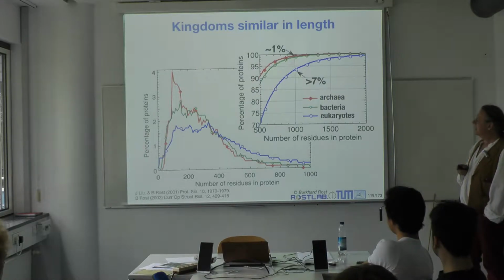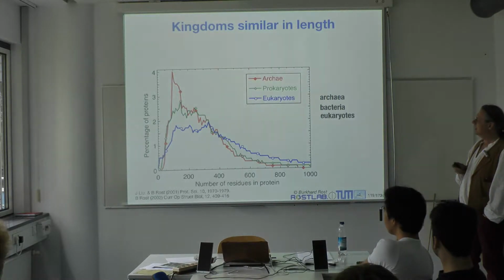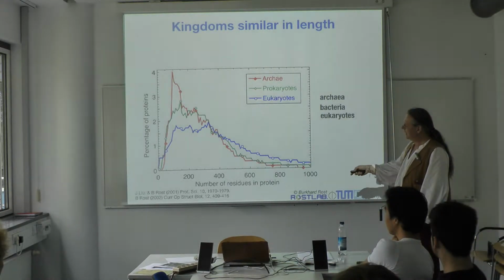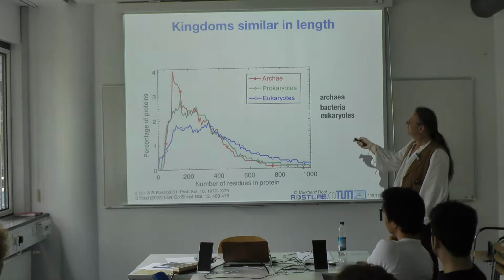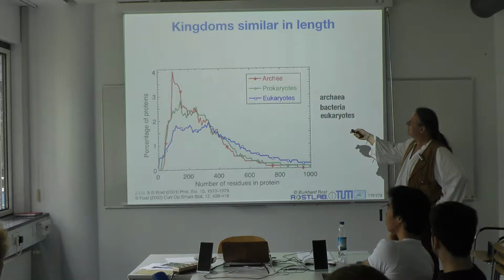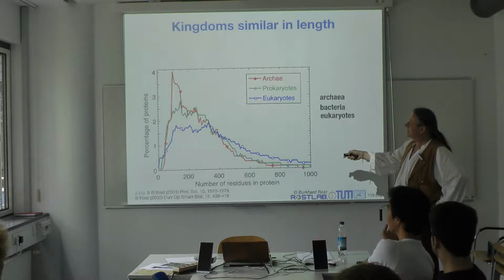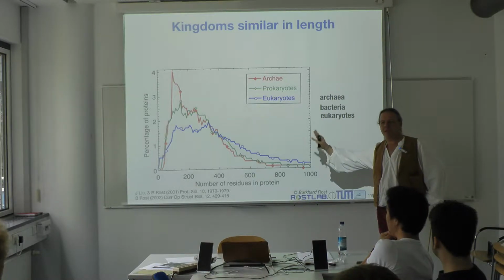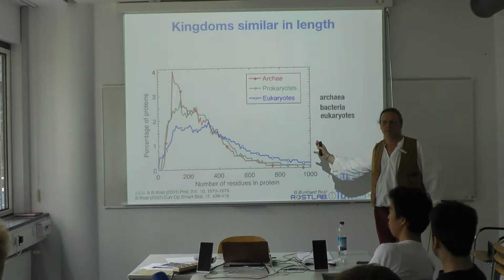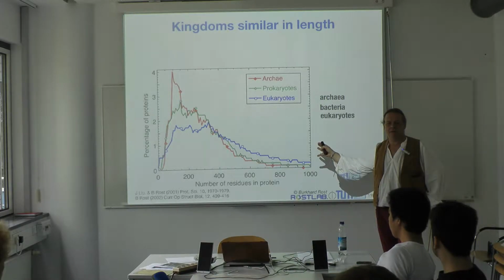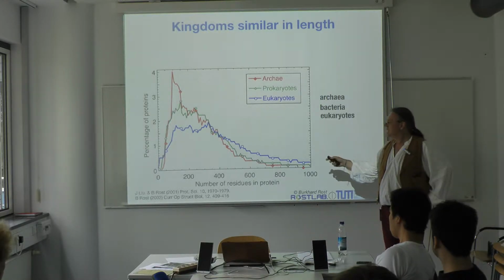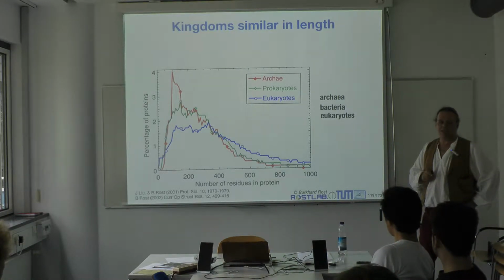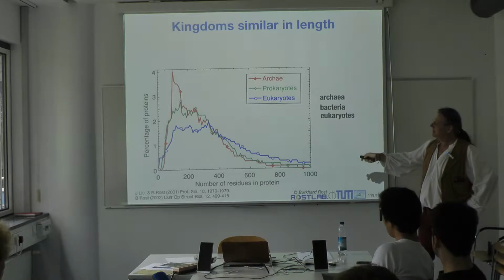And by the way, look quickly. Sorry for the animation. By the way, when we look at number of residues in proteins, percentage of proteins for different types of proteins, or kingdoms, archaea, prokaryotes in green, and eukaryotes in blue, essentially, proteins are similar in terms of the length distribution. You knew all of that, right? Good. So some people say that eukaryotes are longer. Essentially, it's not really true. The peak of the distribution.